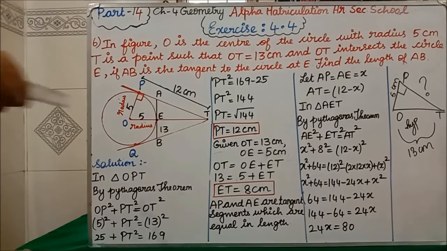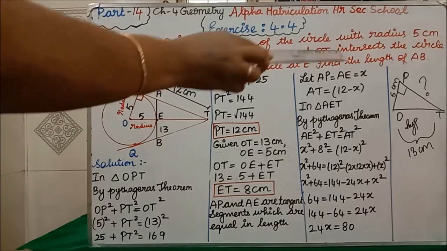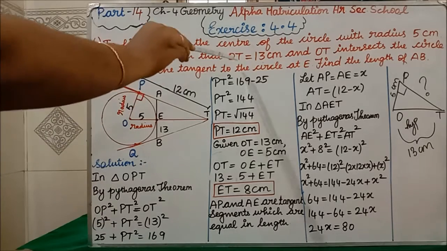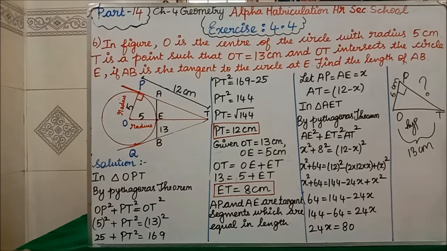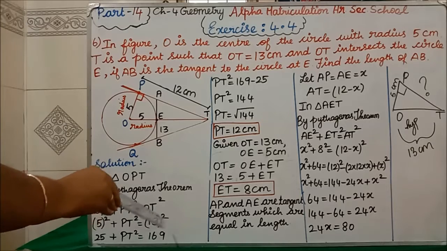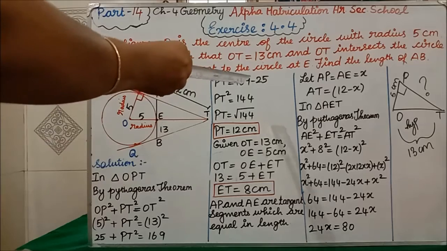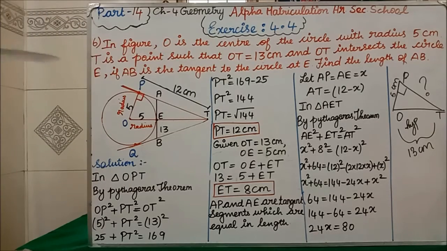I have drawn it here, but still we don't know PT, so you keep PT as such. O to T, what value they have given? 13, whole square. So 5 square is 25, PT square you write just as such. 13 square is 169. Now take this 25 to that side, what will become? 144 we are getting. So if we take the square root on both sides, the square root of 144 is 12 centimeter. Now we have got this PT value as 12 centimeter. Can you understand up to this?